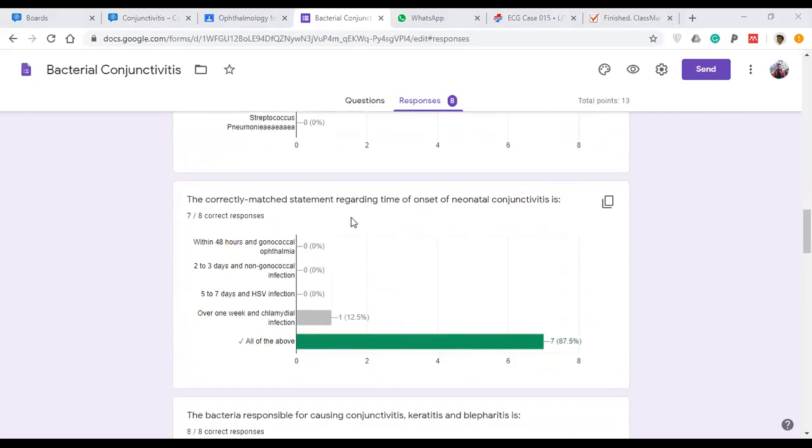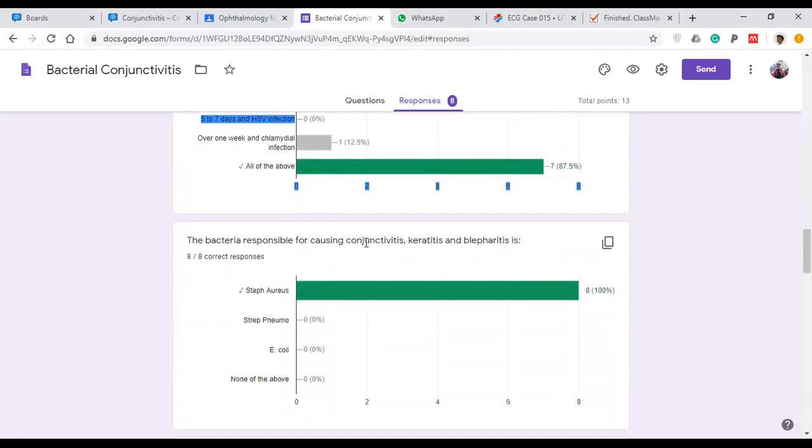Correct statement regarding time of onset in neonatal conjunctivitis. Now all of these are correct. Within 48 hours, gonococcal ophthalmia. 2 to 3 days, non-gonococcal infection. 5 to 7 days, HSV infection. Over 1 week, chlamydial infection. All of these are correct.